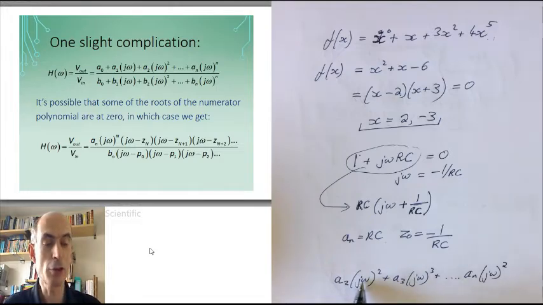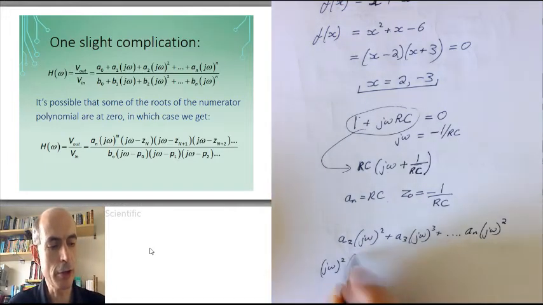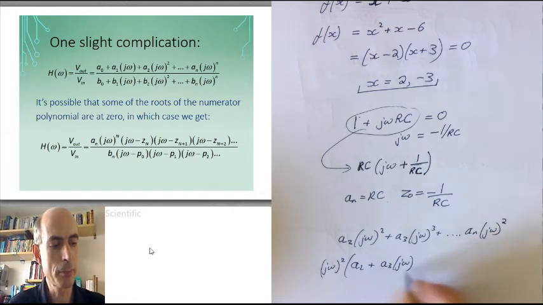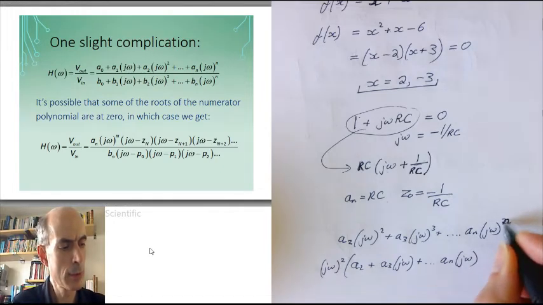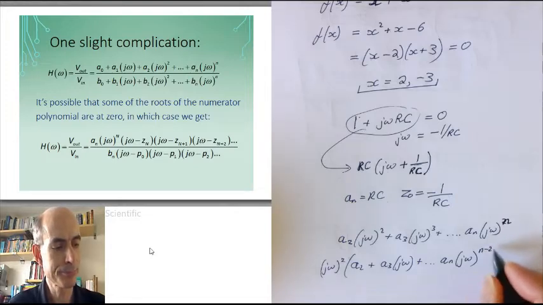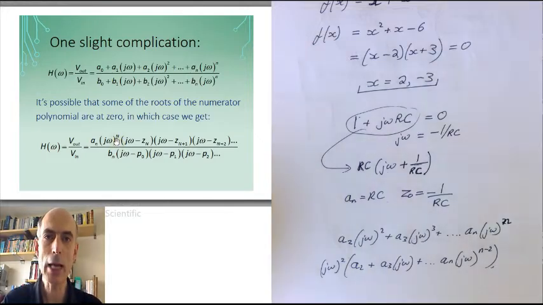And we can therefore extract the value of, in this case, j omega squared from all of these terms and just write j omega squared times a2 plus a3 j omega plus and so on up to an j omega to the power of n minus 2. And this is what we would commonly do. So our expression would turn into this standard form, where we've extracted this value of j omega to the power of, in the general case, capital N, where capital N is the number of roots that the polynomial has at 0. And that leaves us with a simpler polynomial to solve to find the other roots of the polynomial.